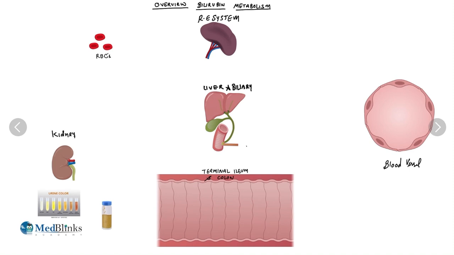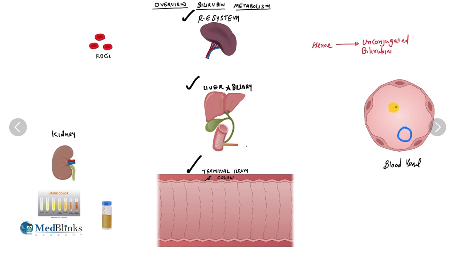The first compartment is the reticuloendothelial system, which consists of the spleen, lymph nodes and bone marrow. The second is the liver and biliary tract, and the third is the terminal ileum and colon. In the first compartment, hemoglobin is broken down into heme and globin, and heme is further converted into unconjugated bilirubin. The property of unconjugated bilirubin is that it is insoluble in water. Because it is insoluble in water, it requires a carrier, which in this case is albumin.